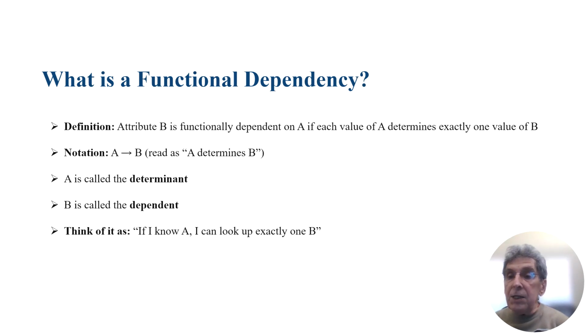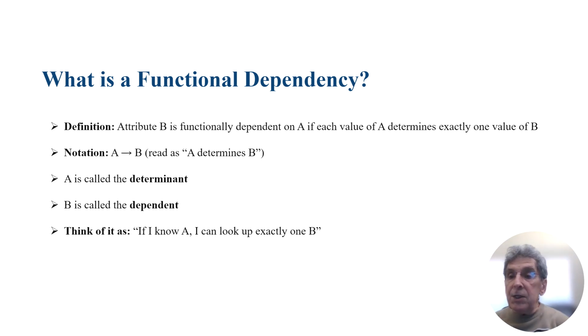Now let's define our key concept, the functional dependency. A functional dependency exists when one attribute uniquely determines another attribute. We write this as A and then an arrow that points to B, which we read as A determines B, or A functionally determines B. What does this mean in plain English? It means that if I know the value of A, I can look up exactly one value of B. There's no ambiguity. A points to one and only one B.